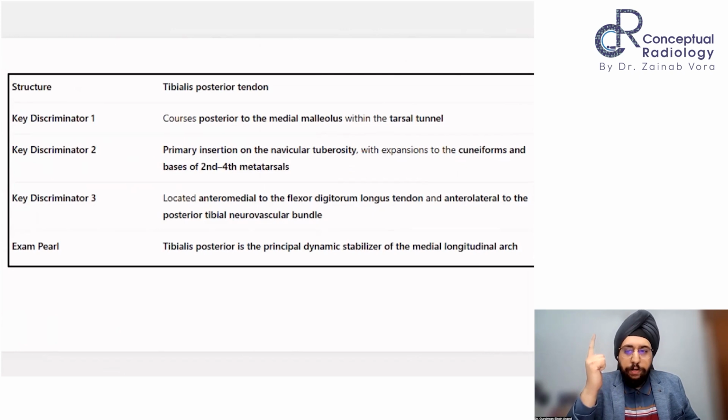So an important point for you is that it is the dynamic stabilizer of the medial longitudinal arch. Whenever there is a tibialis posterior tendon dysfunction, the medial longitudinal arch of the foot will collapse, leading to flat foot deformity.